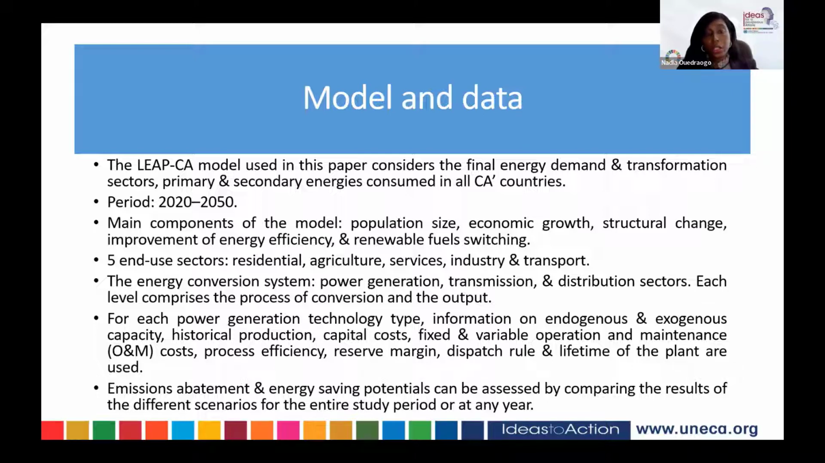For each power generation technology type, information on endogenous and exogenous capacity, the historical production, capital cost, and fixed and variable operation and maintenance costs are considered. Process efficiency, reserve margin, dispatch rule, and lifetime of the plant are also used. The emission abatement and energy saving potential can also be assessed by comparing the results of different scenarios for the entire study period. But at this stage of the study, we haven't been able yet to go to this last stage.